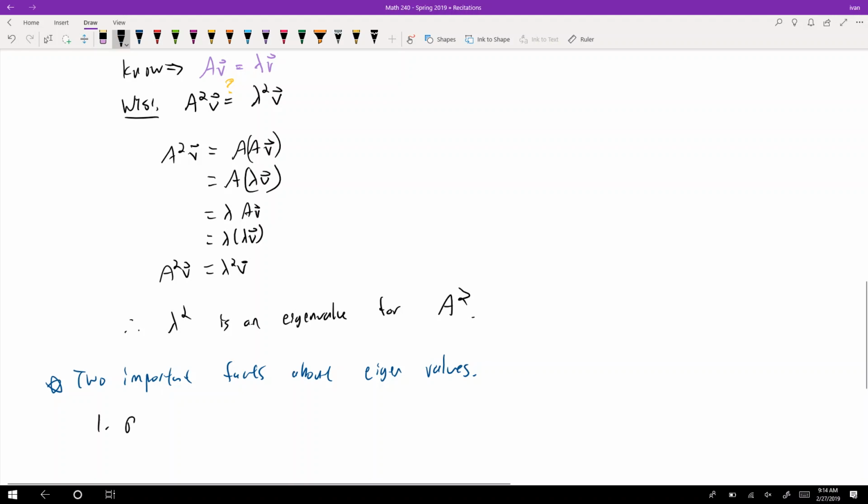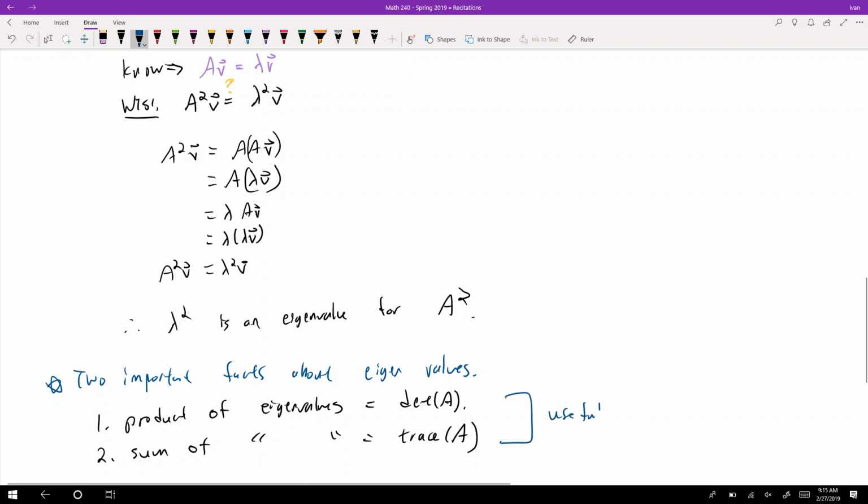The first one is that the product of your eigenvalues is equal to the determinant of the matrix A. And the second one is that the sum of the eigenvalues is equal to the trace of the matrix A. All right, and you should use these two to your advantage when computing eigenvalues and eigenvectors. I can't stress how useful this is.